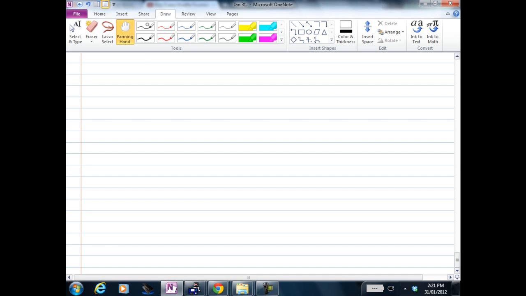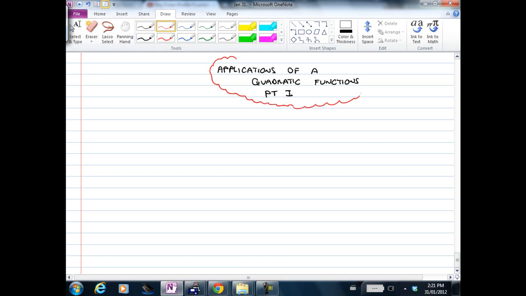So what I want to work with you now is just some basic word problems. Applications of a quadratic function. This is going to be part 1. I'm going to do part 2 tomorrow, but for now I want you to get the basic understanding of what part 1 is. It's all really the same concept over and over again, but the key idea is how well can you work with the formulas.